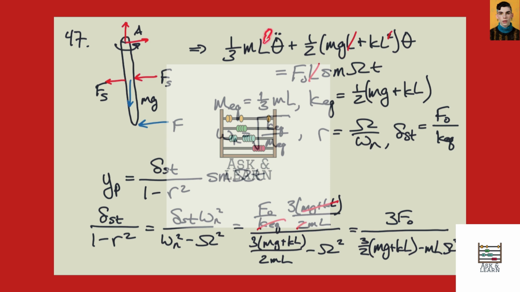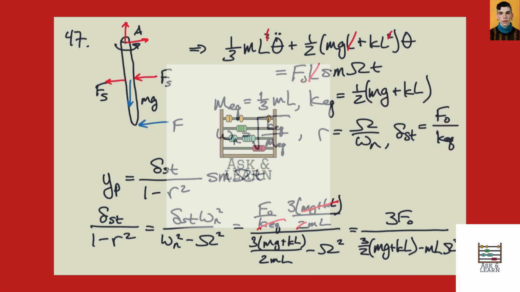So we can cancel out an L everywhere, and so our equivalent mass is 1/3 ml. Our equivalent stiffness is 1/2 times the quantity mg plus kl. Natural frequency is this divided by this. Frequency ratio is the forcing frequency divided by the natural frequency. The static deflection is the amplitude of the force, whatever is in front of the harmonic term in the forcing function. So that turns out to be F naught over KEQ.